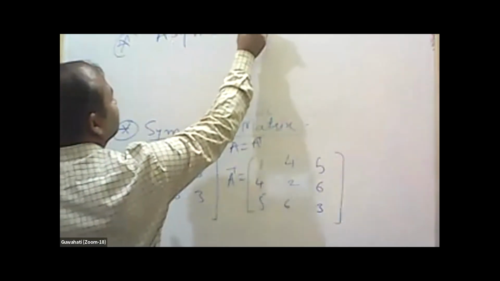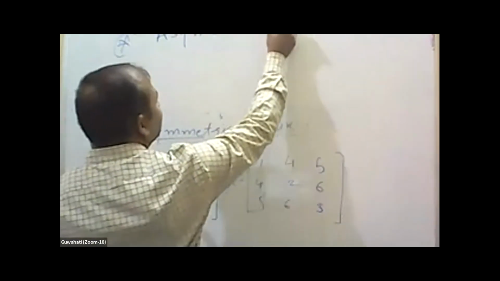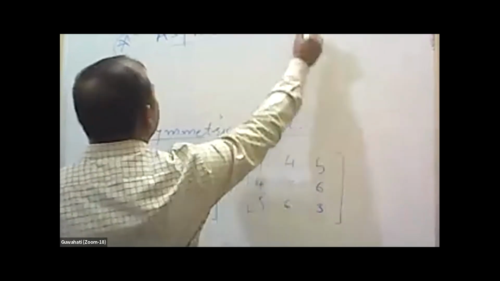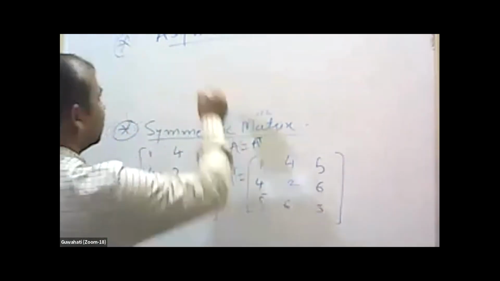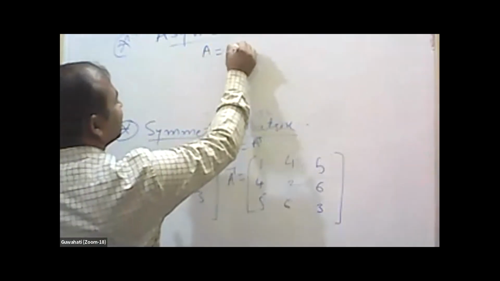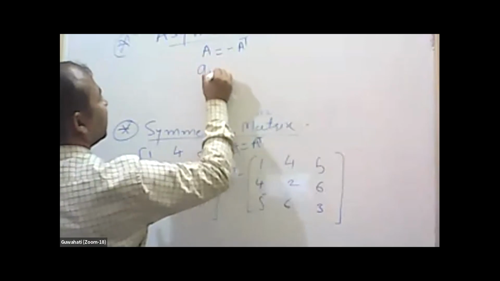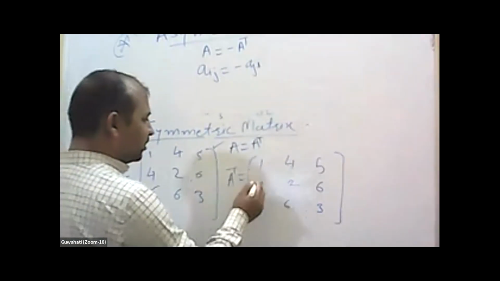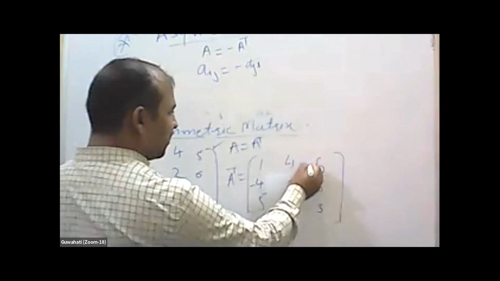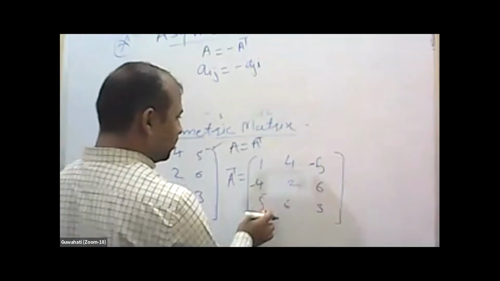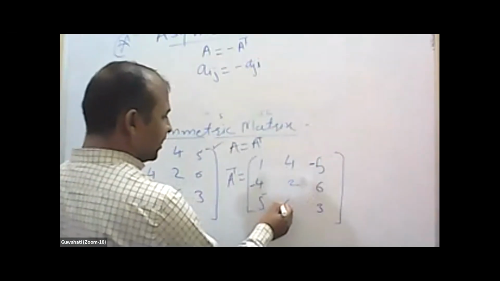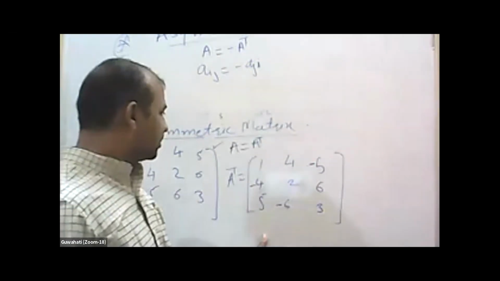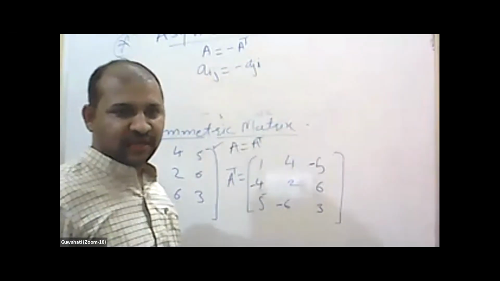Asymmetric. Check the spelling if I am wrong. So a square matrix is said to be an asymmetric matrix if A is equal to minus A transpose, or Aij is equal to minus Aji. So if it is 4, here it should come minus 4. If it is 5 here, then minus 5 here. So here 6, here minus 6. This is nothing but an example of an asymmetric matrix.